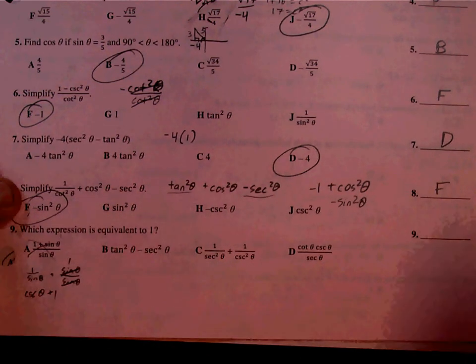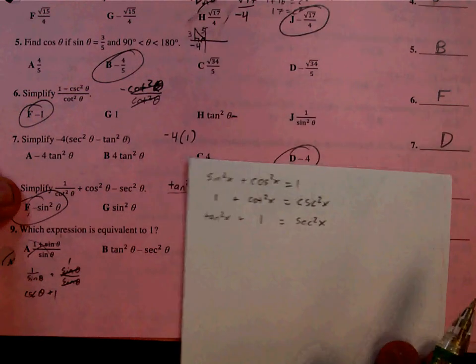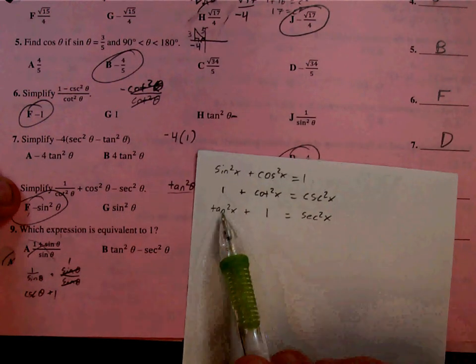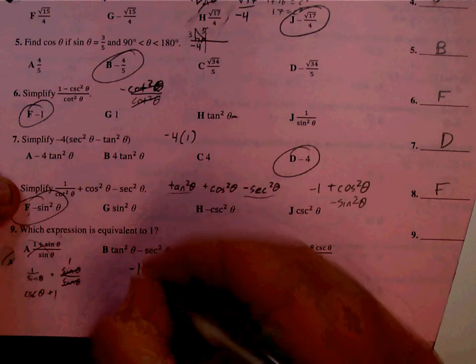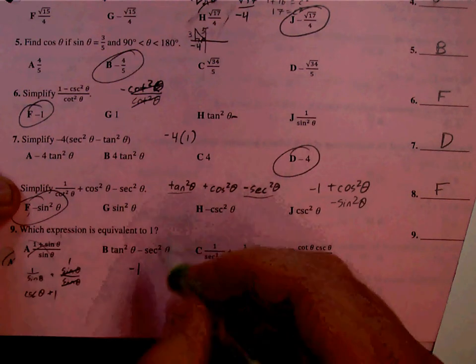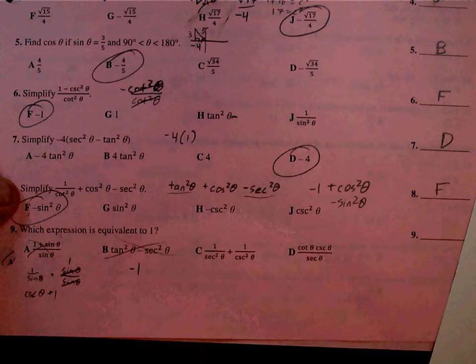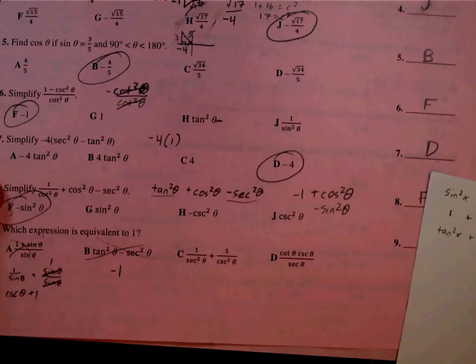Let's check B. Tangent squared minus secant squared. So tangent squared minus, I'd have to subtract the secant squared over, but then I'd have to subtract the 1 over, so it'd be a negative 1. So that's equal to negative 1, not quite positive 1, although it got pretty close. Okay, let's check the next one.